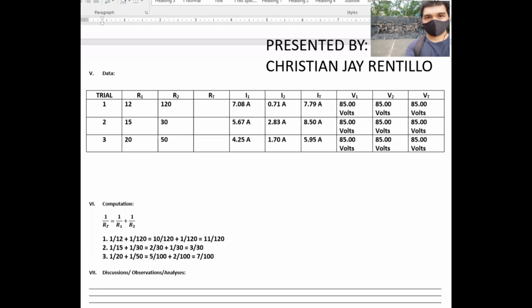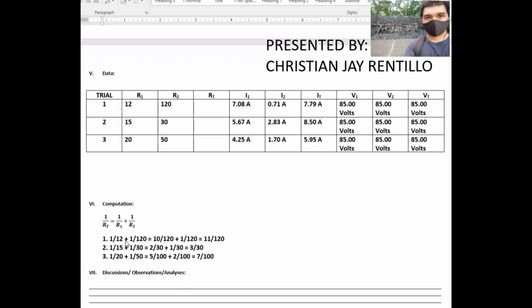After finding all the data for trials 1 to 3, for the resistances, current, and voltage, we then listed all the data in our table. To find the total resistance, we will use computation. The formula we are going to use is 1 over R1 plus 1 over R2.